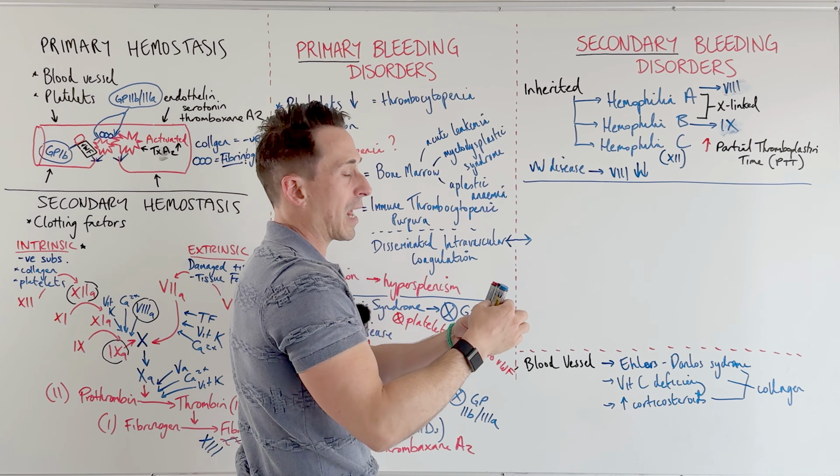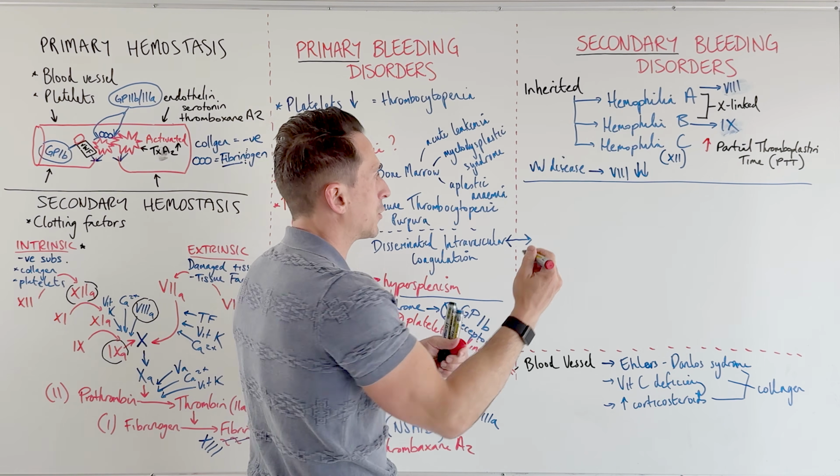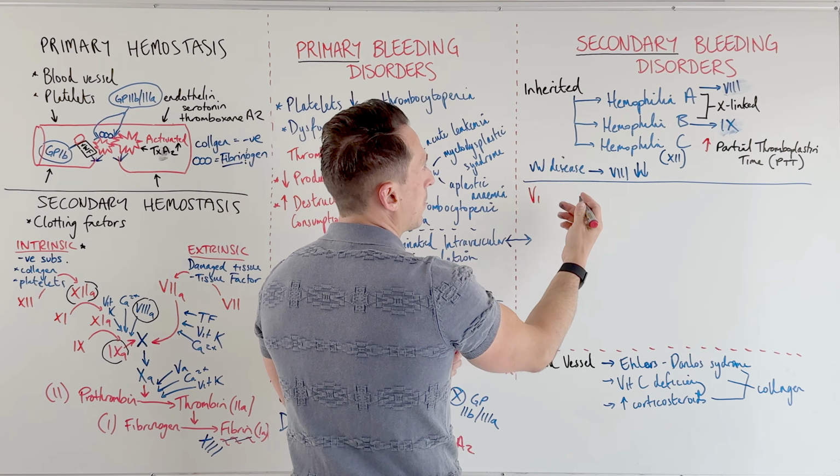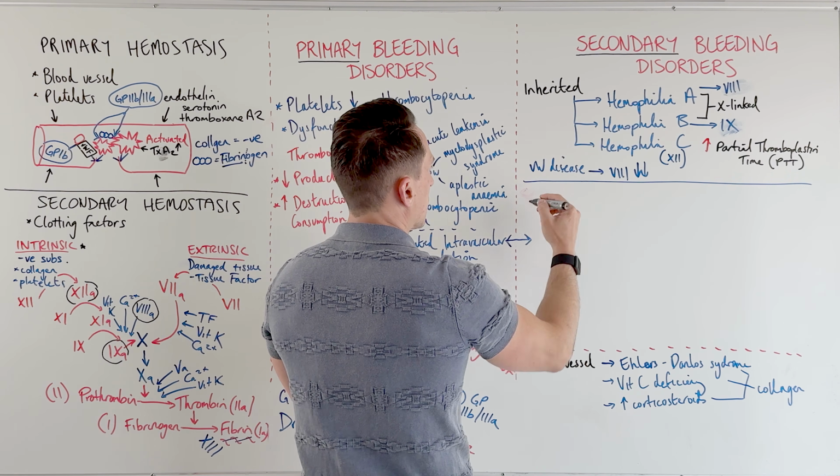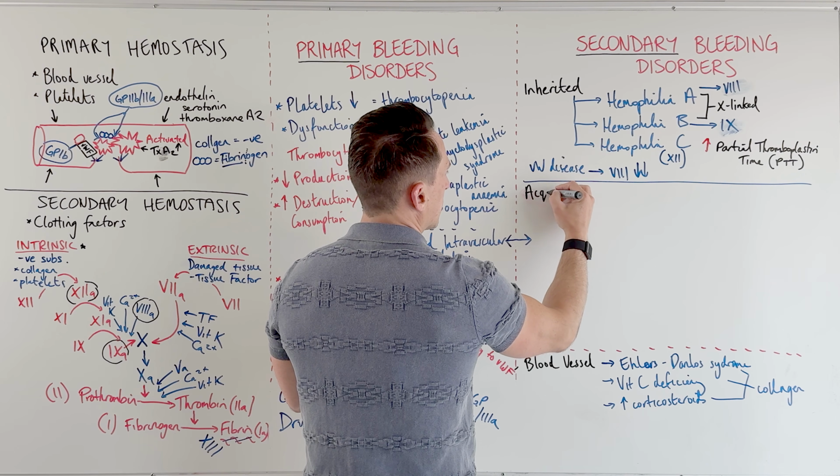Let's now take a look at other forms like vitamin K deficiency. So these are not inherited, these are going to be called acquired. Might as well write the heading. These are acquired forms of secondary hemostasis.